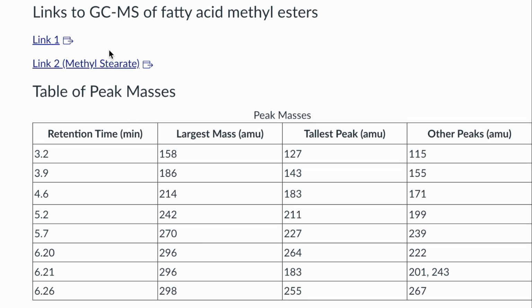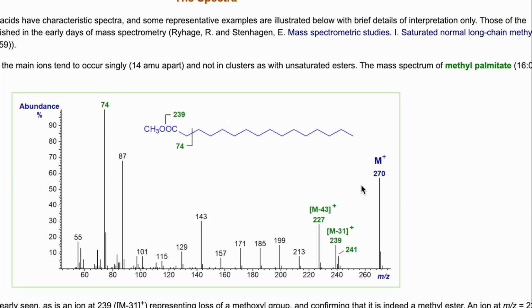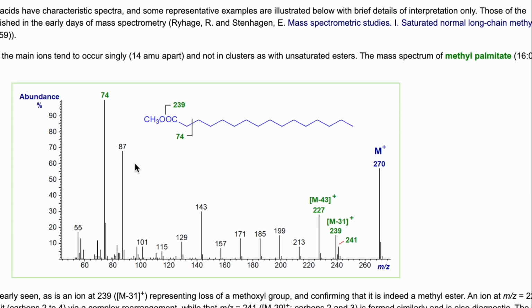I also have some links to pages that talk about how to interpret the GC mass spec of fatty acid methyl esters. So let's take a look and see why we would see a loss of 31. Oh, here is one that happens to be 270. So we have methyl stearate. The total mass is 270. That's your M value. If you get a McLafferty rearrangement, this piece over here breaks off and you get a piece that weighs 74. If the methoxy piece breaks off, you get 239.